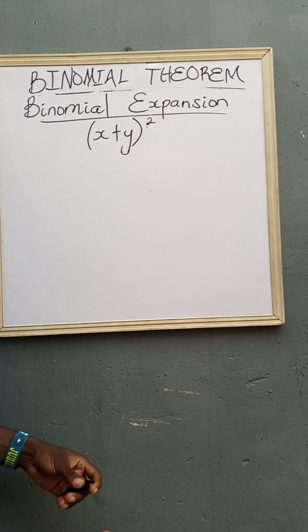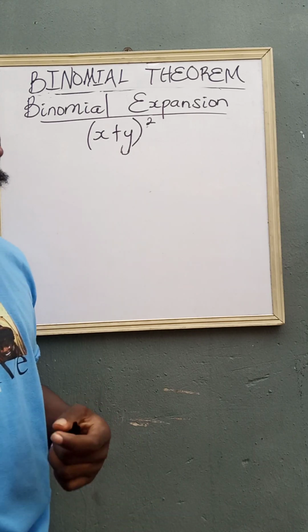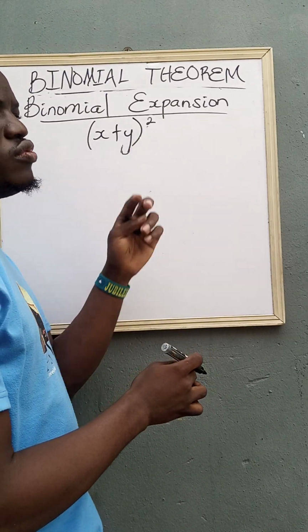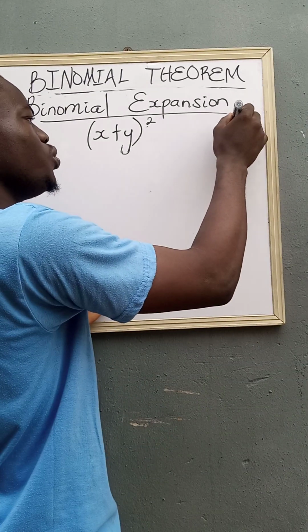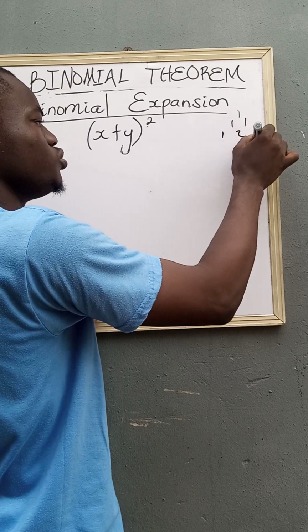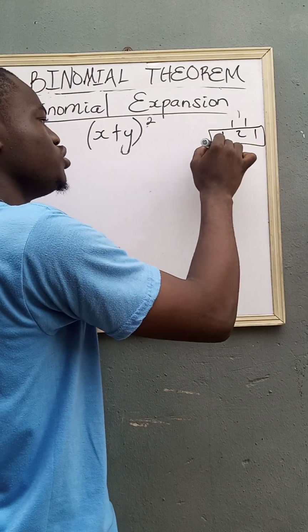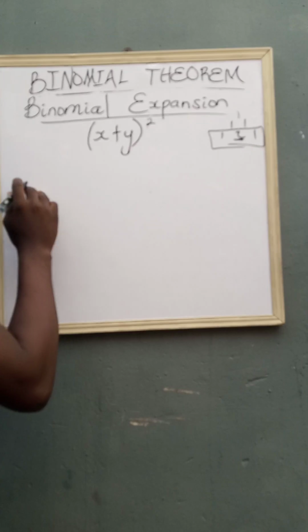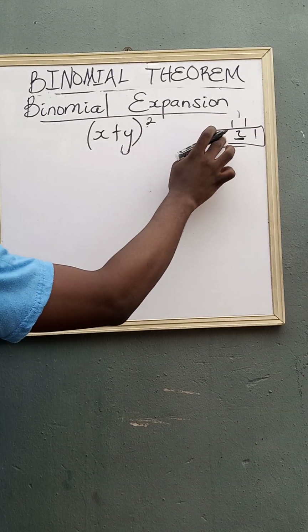So our second method here talks about where you can use your Pascal's triangle. Let's just draw a Pascal triangle to the point where we have the power to be 2. So we have 1, 1, 1, 1, 2, 1, right? That means this is what we are considering because our power is 2, right?